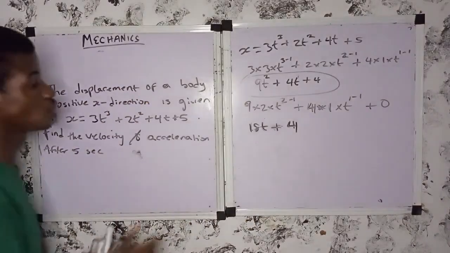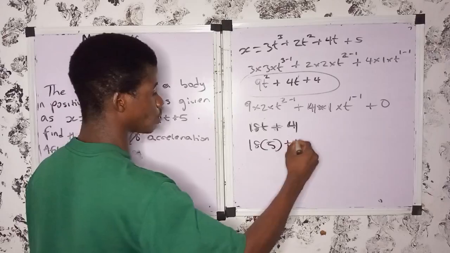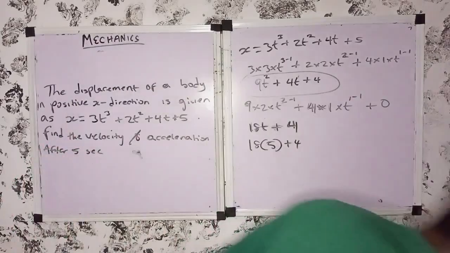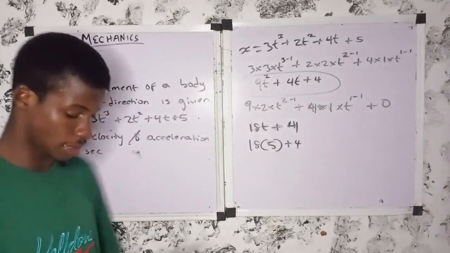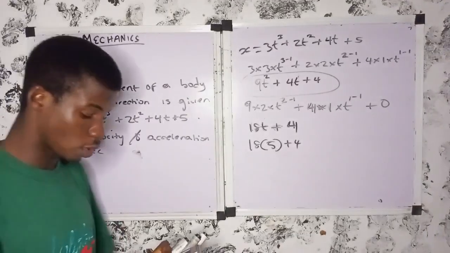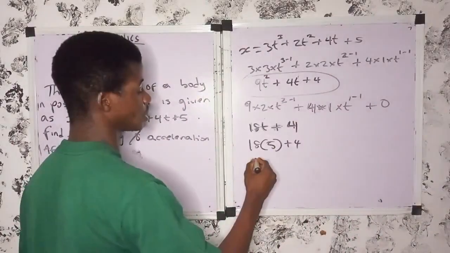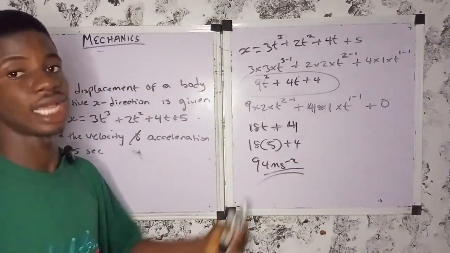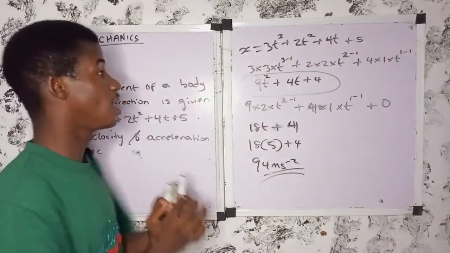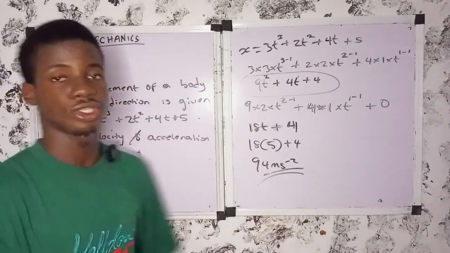Remember, the time is 5 seconds. So let's input 5 in this place. That will be 18 times 5 plus 4. 18 times 5 gives us 90, then plus 4, so 94. So our acceleration is 94 meters per second squared. So this is the answer. This is how you can solve questions under instantaneous velocity and instantaneous acceleration using differentiation.